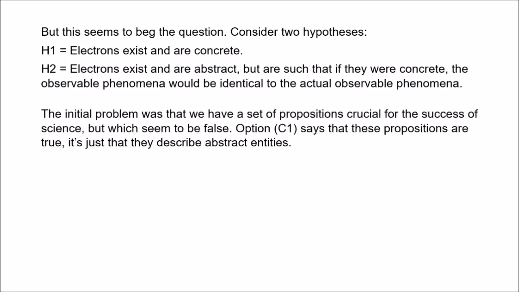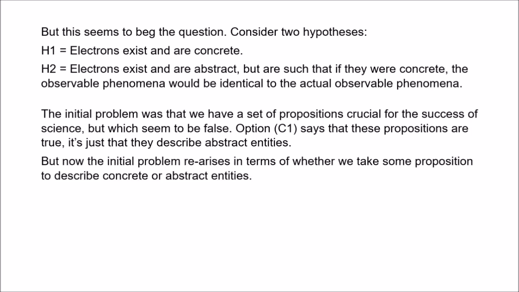I guess to just recapitulate the main point of this objection, the initial problem for the success to truth rule arises because we have a set of propositions that are crucial to the success of our best theories, but that are commonly believed to be false. Option C involves denying this common assumption and holding that actually the propositions are true. On the abstractionist realism under consideration here, the problem re-arises in terms of whether we take some proposition to be about the concrete or the abstract. We have a set of propositions crucial for the success of science, but which describe only abstract entities. So why then assume that non-idealised propositions, like propositions about electrons, describe concrete entities?